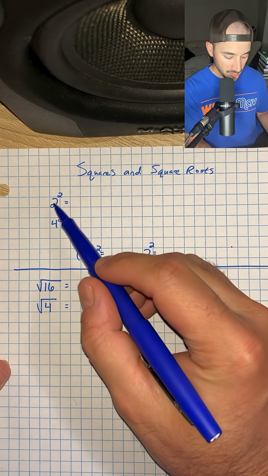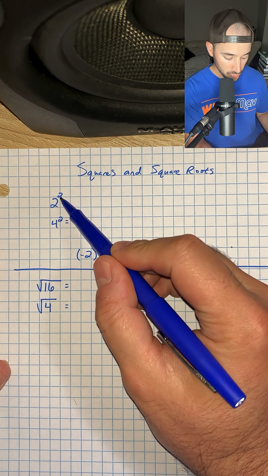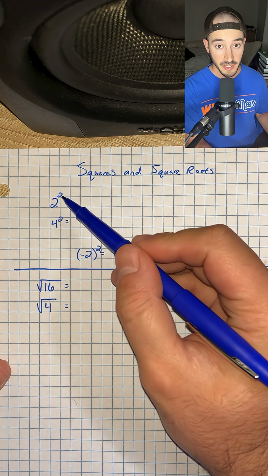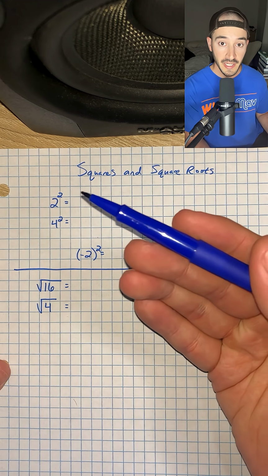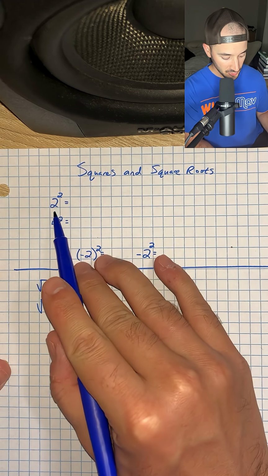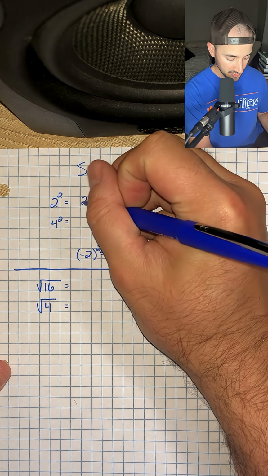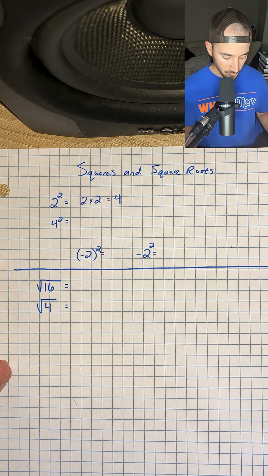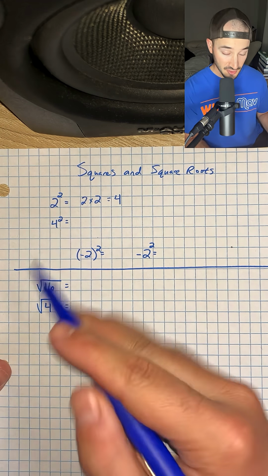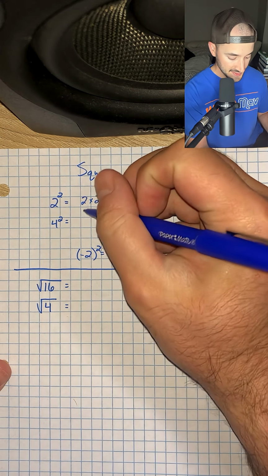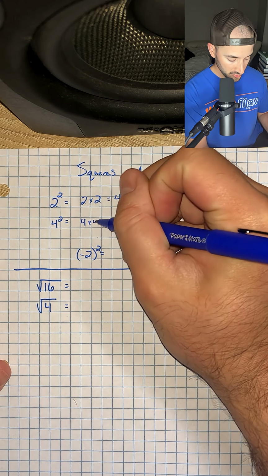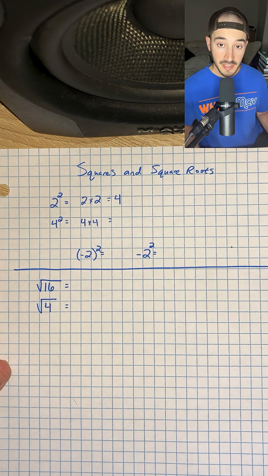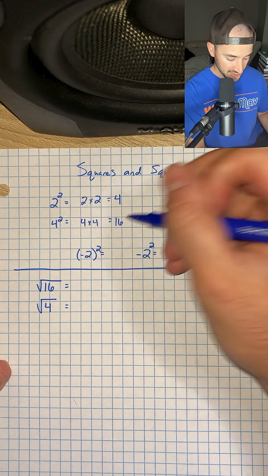Whenever we see a number that's raised to the power of 2, we can say that that is 2 squared. And all that means is that we're multiplying the number by itself. So 2 squared is the same thing as saying 2 times 2, which is obviously equal to 4. The next one is 4 squared. Once again, we're just multiplying by itself. So 4 times 4, and that would be equal to positive 16.